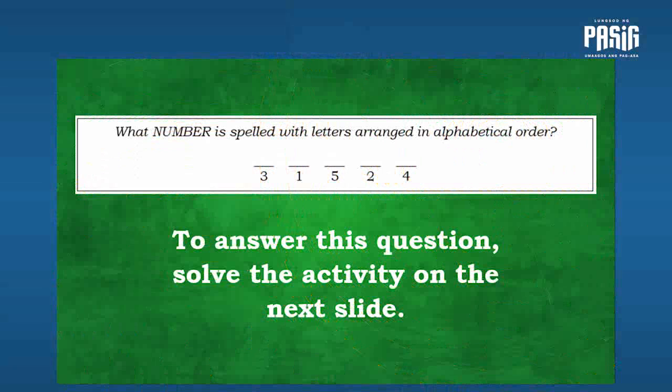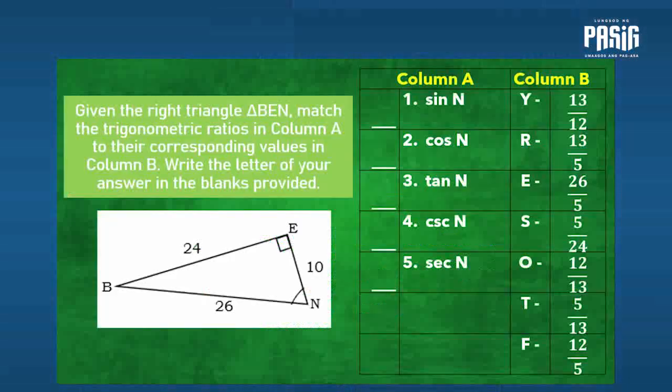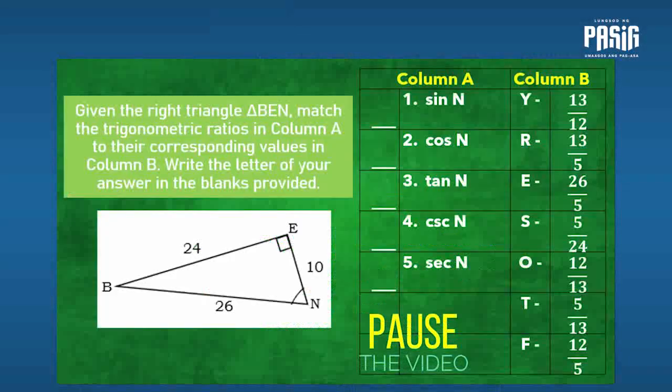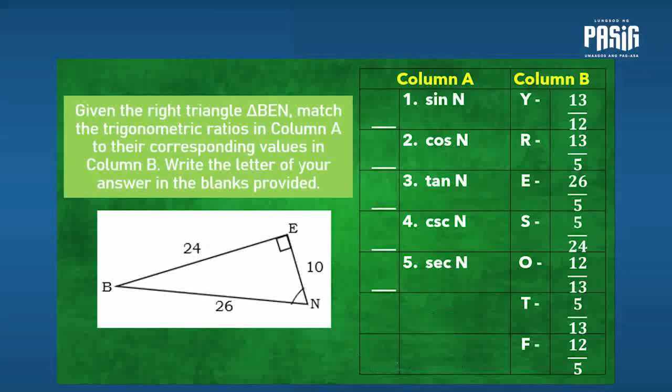What number is spelled with letters arranged in alphabetical order? In order to answer this question, let us solve the activity on the next slide. Given the right triangle BEN, match the trigonometric ratios in column A to their corresponding values in column B. Write the letter of your answer on the blanks provided.